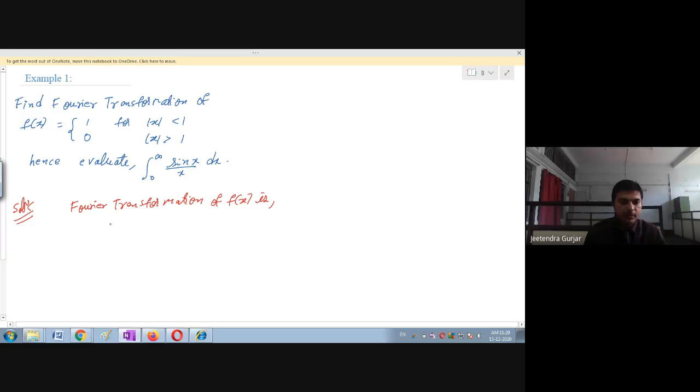So now first you are going to write the formula of the Fourier transformation. F of s is given by the integration from minus infinity to infinity of e raised to i s x f of x dx. So first you have to write the Fourier transformation. Is it clear, students?